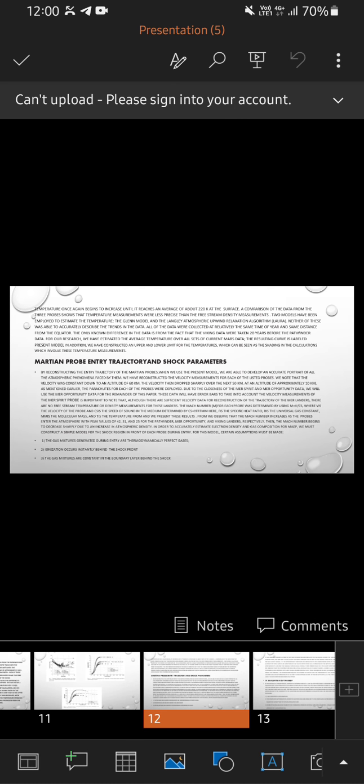Temperature once again begins to increase until it reaches an average of about 220 K at the surface. A comparison of the data from the three probes shows that temperature measurements were less precise than the free stream density measurements. Two models have been employed to estimate the temperature, the Gillen model and the Lagrangian atmospheric upwind relaxation algorithm. Neither of these was able to accurately describe the trend in the data.